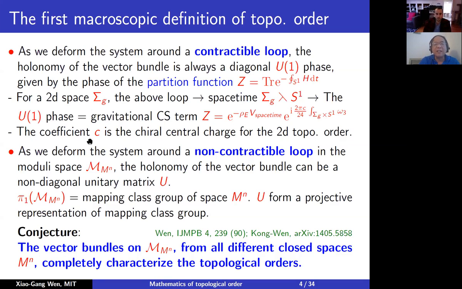That is another topological invariant. So in addition to ground state degeneracy, we have this chiral central charge, which appears from this diagonal U(1) phase, or appears as a coefficient of the gravitational Chern-Simons term. That's another piece of data to characterize a 2D topological order.